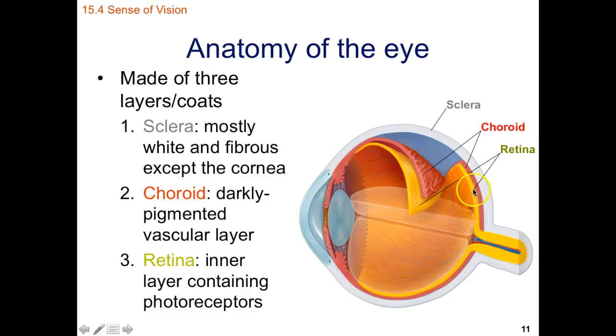And lastly, we have the retina, which is pictured in the yellow here. This is the area where we have our photoreceptors, those rods and cones that I mentioned in the beginning of the lecture that will help us pick up the sense of sight. So we get light rays being passed to these photoreceptors.